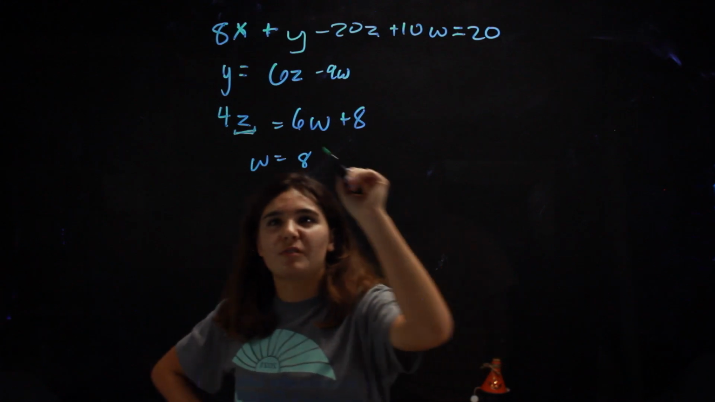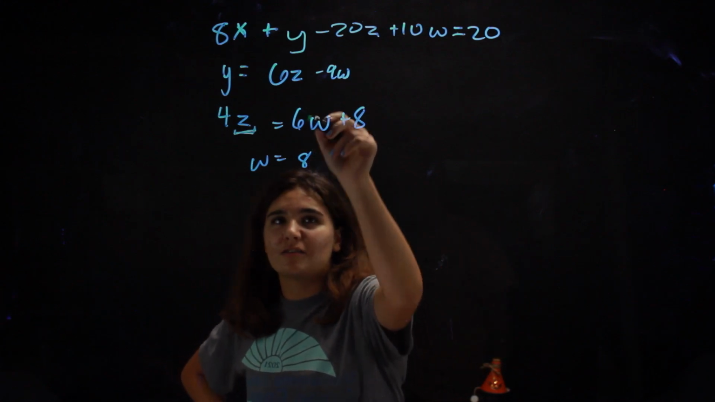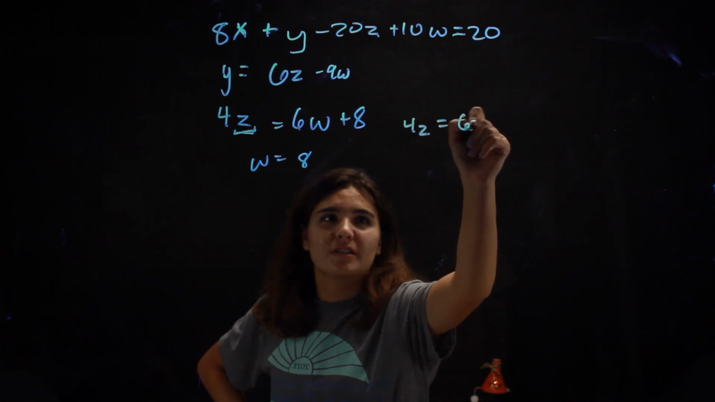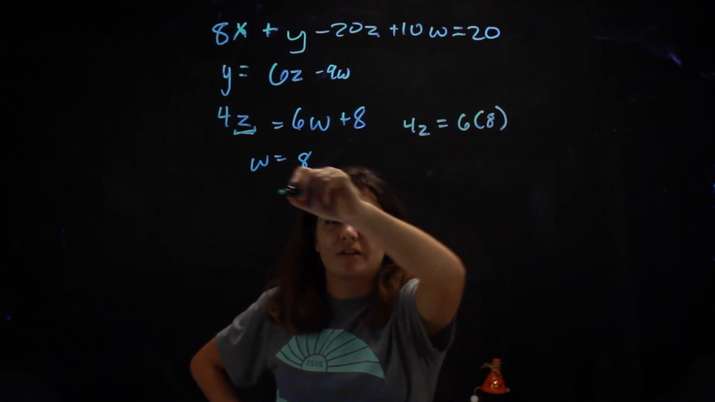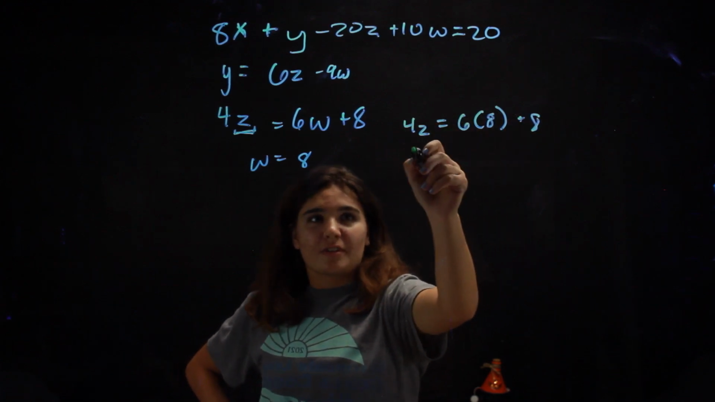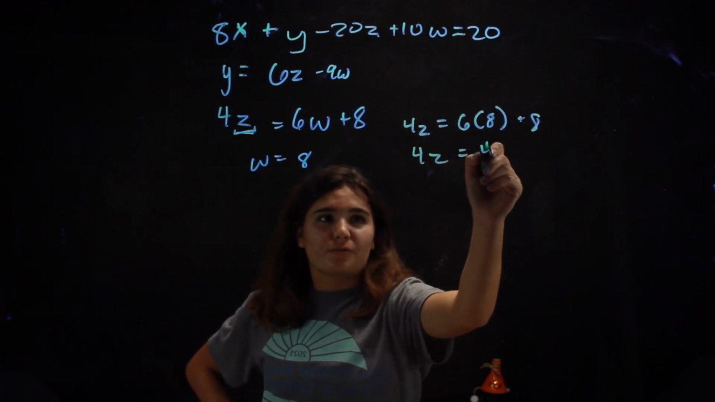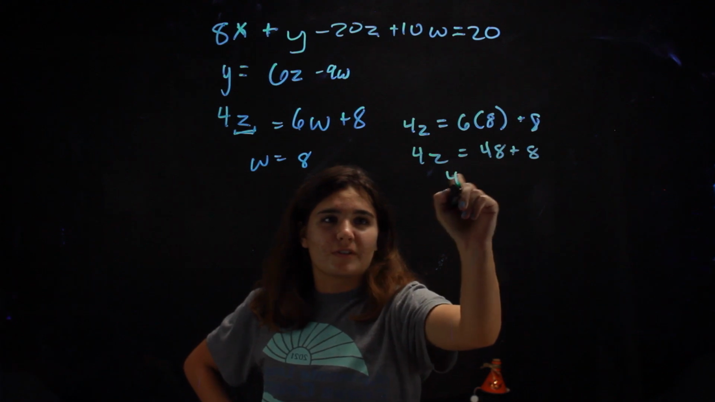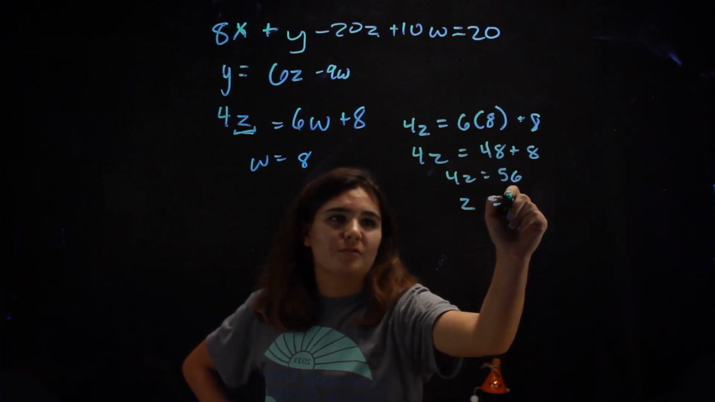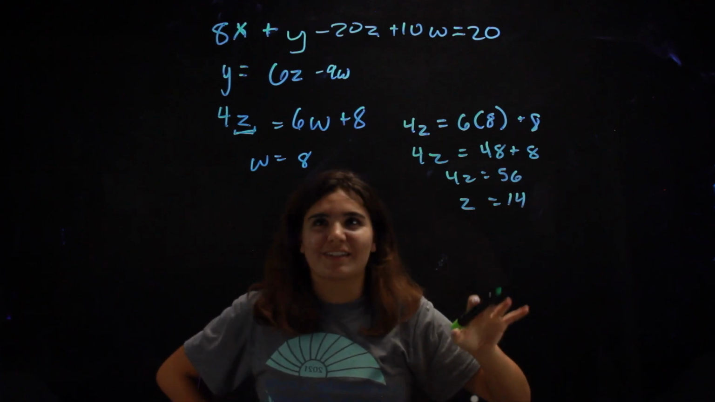So we want to plug it in to the next equation that we know the most stuff about, which is this one. So if we plug in this 8 in there, we're going to get 4z is equal to 6 times 8, right? Just plug it in, plus 8. So this is going to be 4z is equal to 48 plus 8. 4z is equal to 56. Z is equal to 14. You can use a calculator, don't worry.